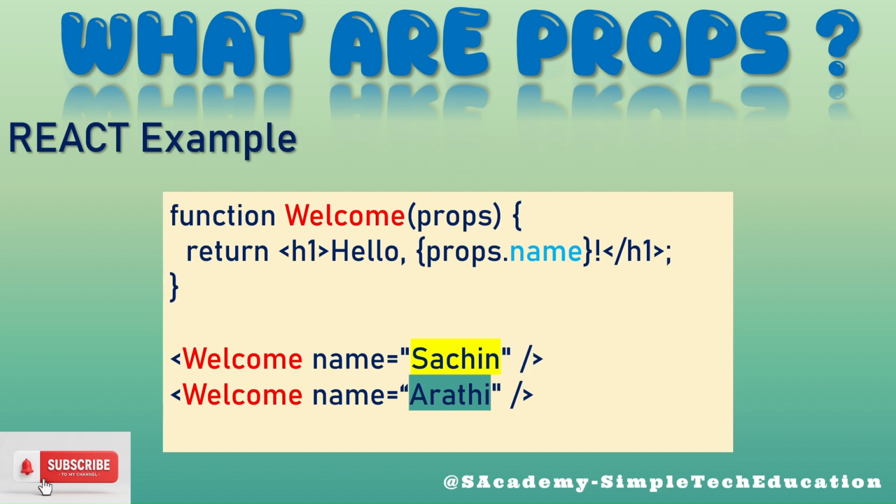So the component will be the same, that is welcome, the function will be the same, but we are passing different information, that is nothing but the props. First I am passing Sachin, next I am passing Arati. So what is it displaying first? It is displaying hello Sachin. Second, it is displaying hello Arati.